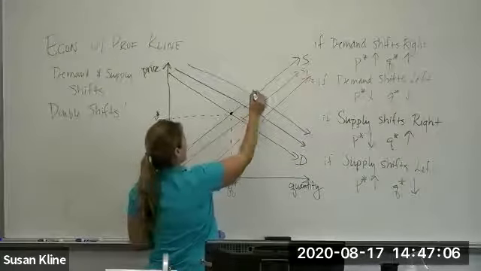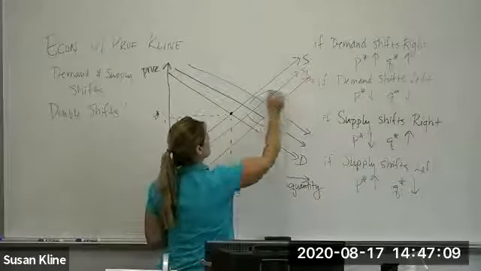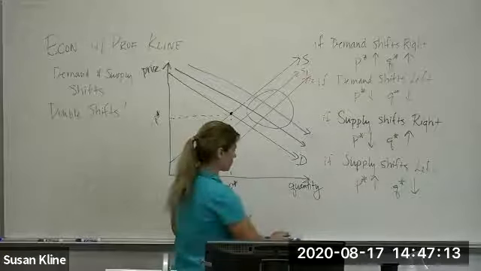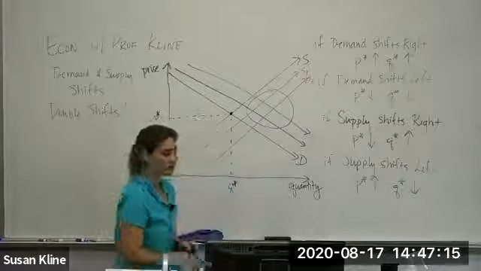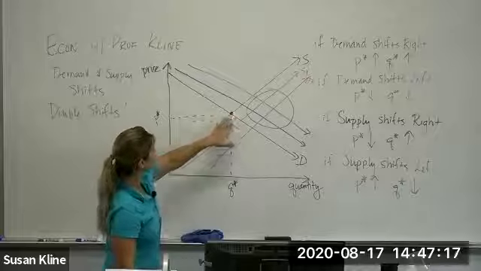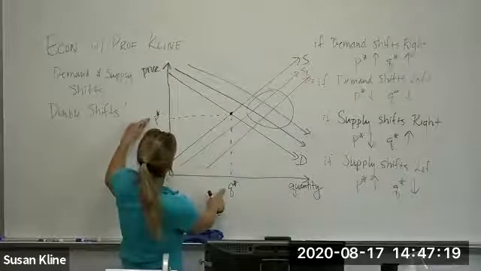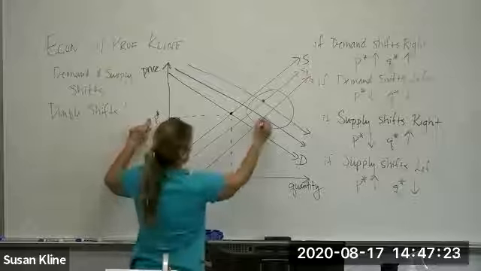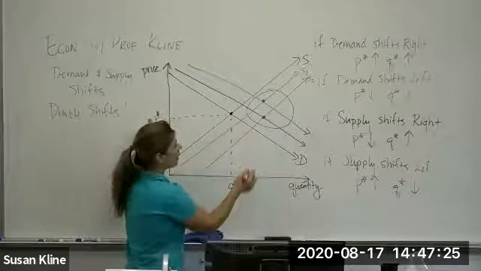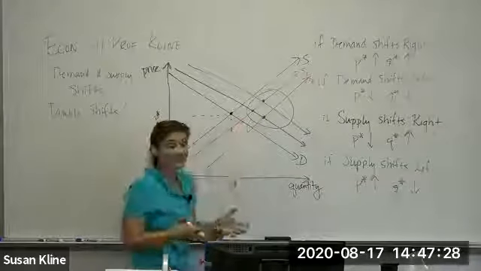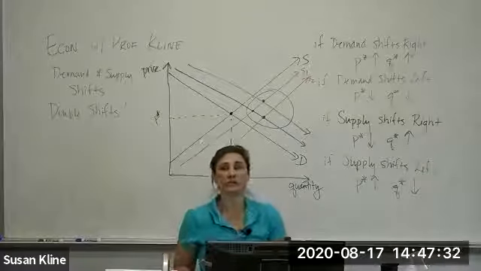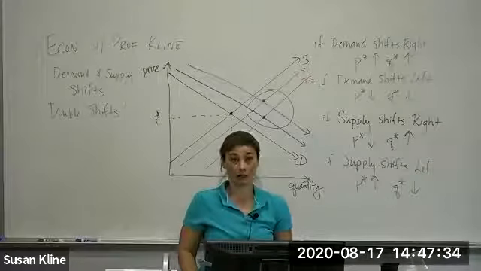Well, now, all of these things are possible. Notice there's two ways to really consider how to do double shifts. As I look at this, I have some options where price is higher, some outcomes where price is lower, and some outcomes where price is exactly the same. So we don't know if price is going to stay the same, rise, or fall.